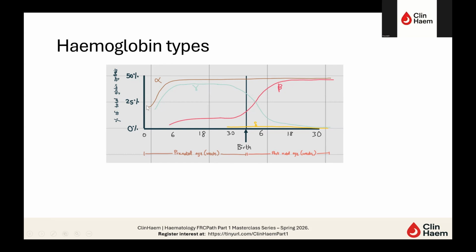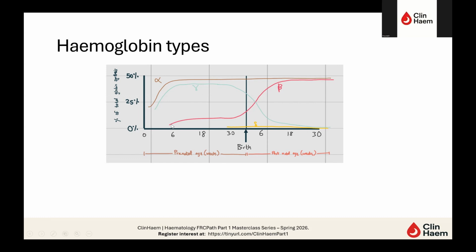So you need two alpha chains to make a hemoglobin molecule. The only option is that you have alpha, but there's a lot of variety in which beta-like chain you can use to make hemoglobin at the various stages of life. So at prenatal age, the predominant beta-like chain is gamma chain. So the hemoglobin that would be predominantly present in fetal life is HbF, because 2 alpha, 2 gamma. So alpha 2 gamma 2 is HbF.